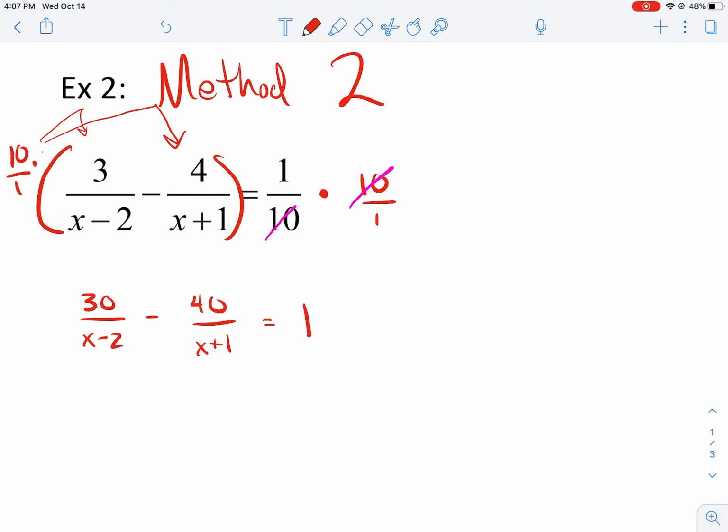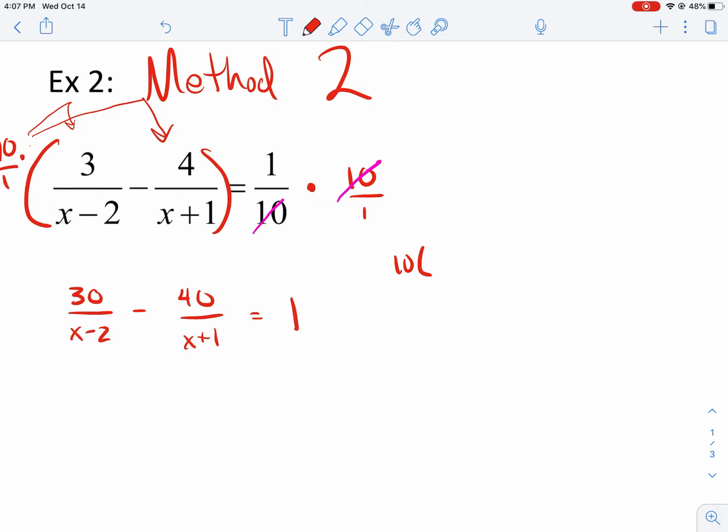Because beforehand, it would have had to look like 10 times x minus 2 times x plus 1. Okay, that's way too many factors. So in order to make it look a little lighter, I multiplied both sides by 10. Now our common denominator that we're going to have to use is just going to have to be x minus 2 times x plus 1. Okay, it's our only option. All right, remember, like I said, when in doubt, just multiply those two denominators.